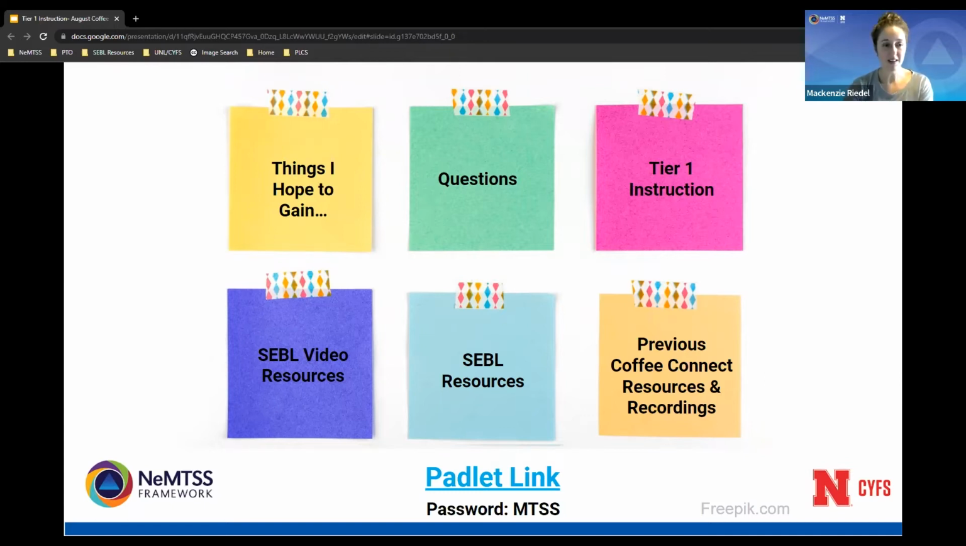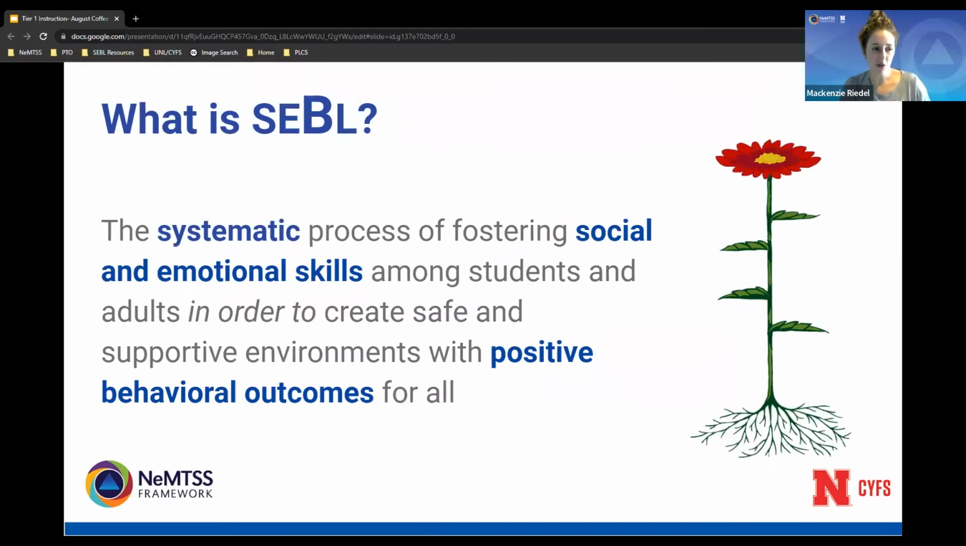So we'll start off with an overview of social emotional behavior learning. As you can see on the slide, we define it as the systematic process of fostering social and emotional skills among students and adults in order to create safe and supportive environments with positive behavioral outcomes for all. So when we think of SEBL skills, there are a lot of terms. You could say life skills or character traits or social skills. It's really those things that we need to navigate our everyday life.